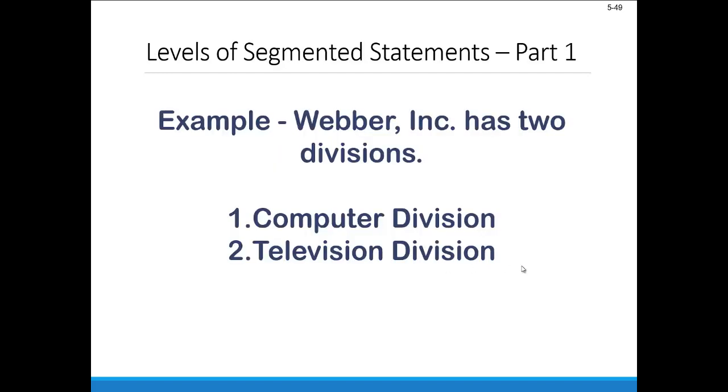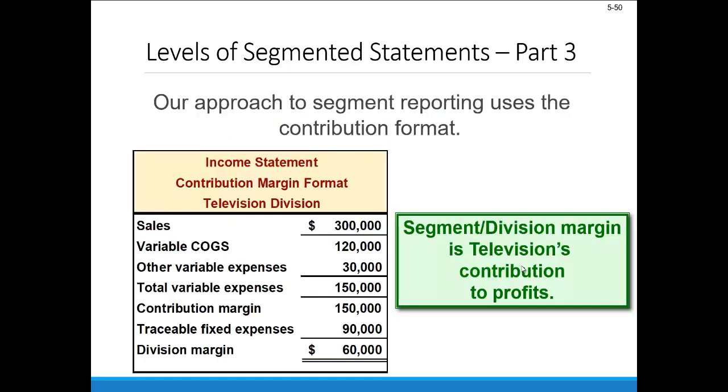So let's look at an example here. Let's say Weber Inc. has two divisions. They make computers, PCs, and they make TVs. So here's Weber's income statement for just the television division. We've got sales of $300,000, variable expenses of $150,000 total, so contribution margin of $150,000. They've got traceable fixed expenses, so again, expenses that would go away if we no longer made TVs tomorrow, of $90,000, for a division or segment margin of $60,000.